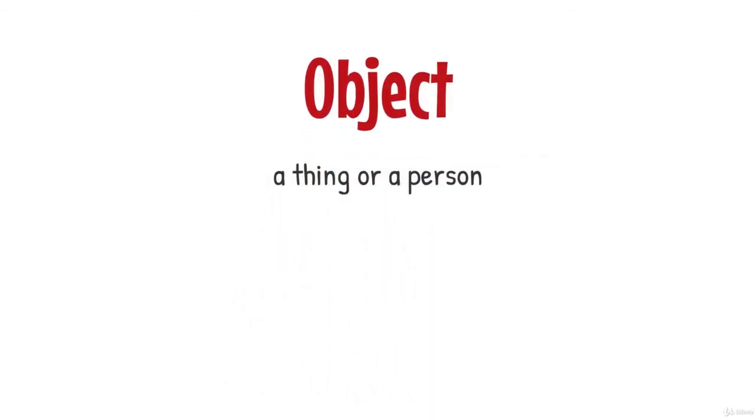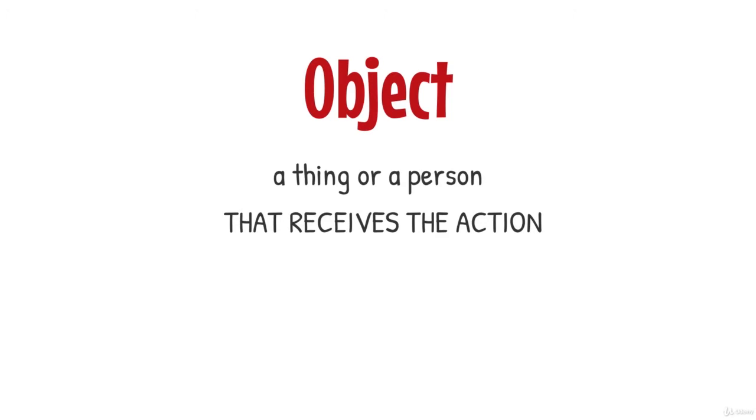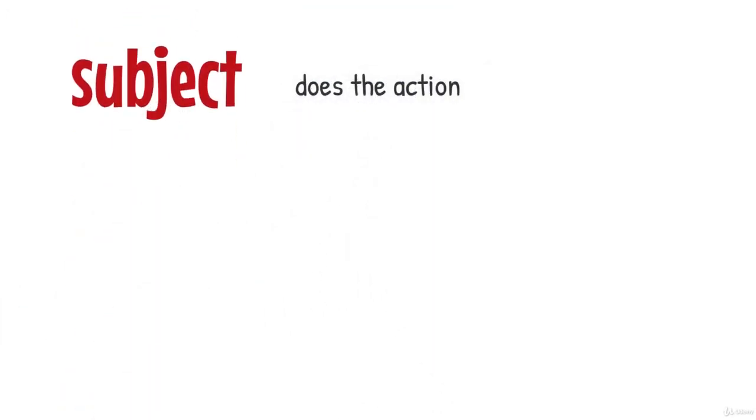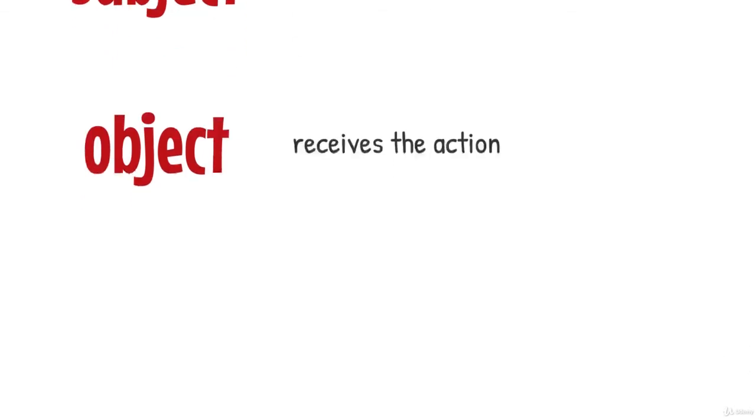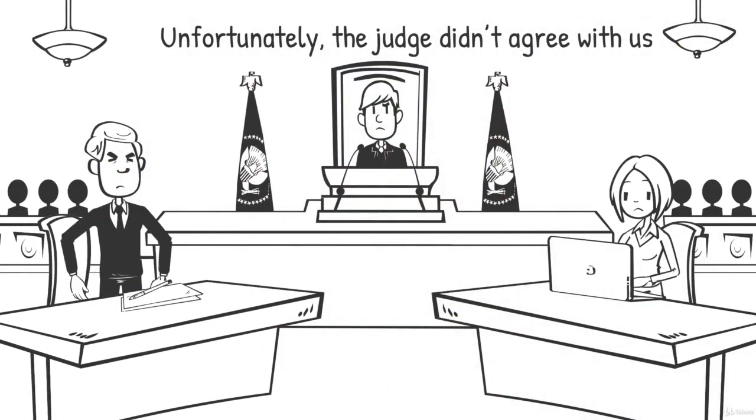Object. Object is a thing or a person that receives the action. Subject does the action, and object receives the action. For example, unfortunately, the judge didn't agree with us.